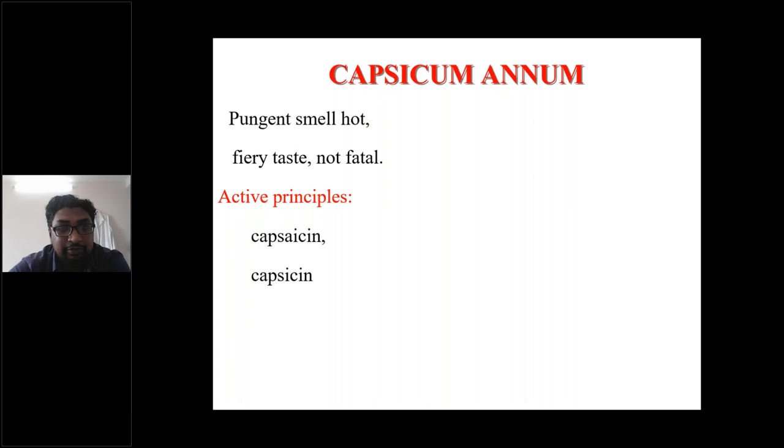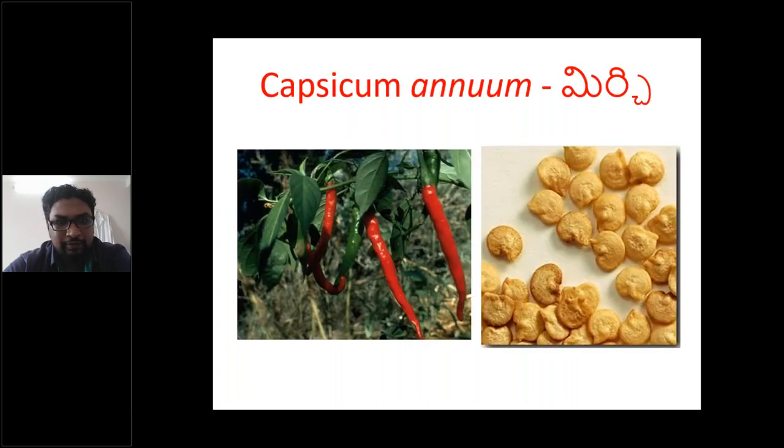Next, Capsicum annuum, which has a pungent smell, is hot, and has a hot taste. It's nothing but normal capsicum, and it is non-fatal. Active principles are capsaicin and capsicin. It is mostly an irritant. So Capsicum annuum, in Telugu we call it mirchi.